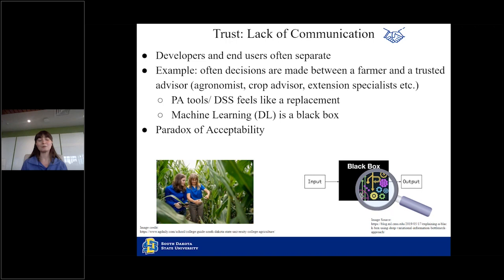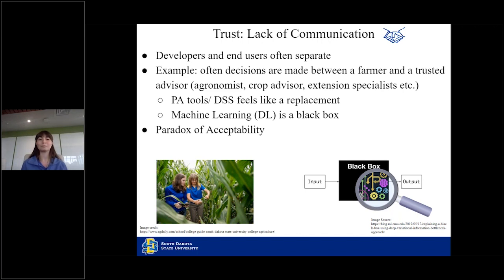So the second barrier that the survey indicated was a lack of trust, and I think that it really stems from a lack of communication. So for instance, we all know that the software developers of the precision agriculture tools and of decision support systems as a precision agriculture tool, they're not living the same day-to-day lives as their end users, which are the farmers. And because they're not living the same day-to-day lives, this can often cause some problems of communication and miscommunication.